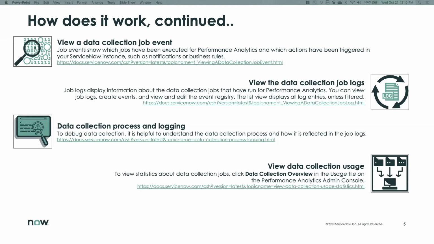And then last, you can view the data collection usage. So if you need or want to view statistics about job collection jobs, click the data collection overview. And that is a usage tile that's inside of the PA admin console itself.